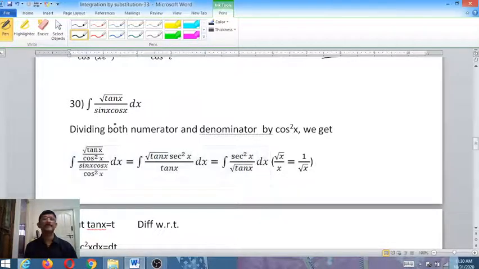Come to the next problem. Integral of root tan x by sin x into cos x. This is a special kind of problem. You have to remember that you have to divide both the numerator and denominator by cos square x.